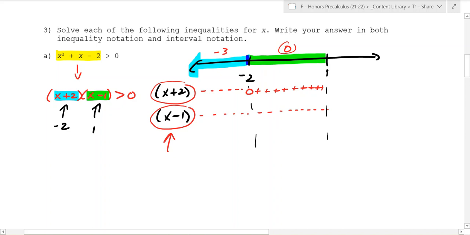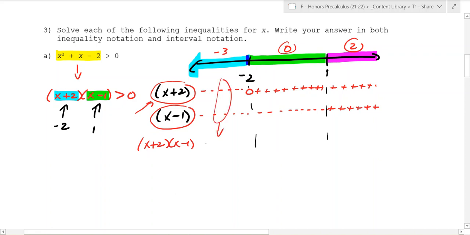Okay, so what happens when you go to the right here, to the right of 1? Let's say we're plugging in 2. Well, this will be positive right here. x plus 2 will be positive. When you plug in 2 here, it'll also be positive. So you can use this to determine what is the sign of x plus 2 times x minus 1. You multiply these together. So if you multiply a negative and a negative, you get a positive. So it's positive all the way to here.